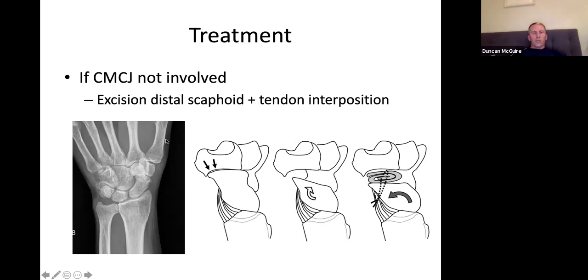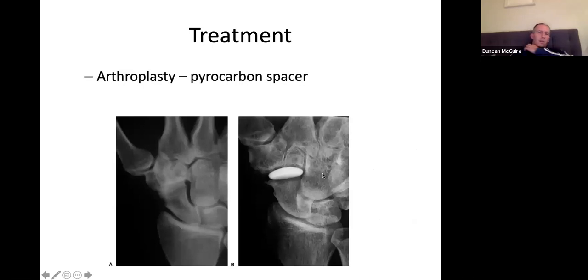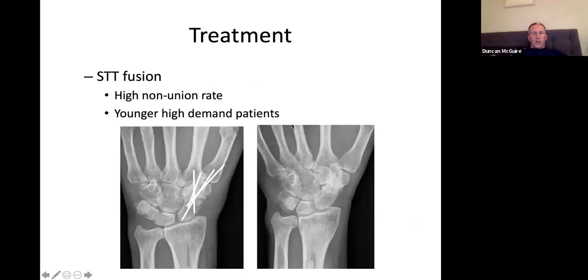So in cases where the CMC joint is not involved, there are better options. There are various techniques here. One technique is excising the distal scaphoid and then doing a tendon interposition using FCR. There is another option, the pyrocarbon spacer. They both do well. And then the STT fusion is probably reserved more for the younger, higher demand patients, but it's a difficult joint to get to fuse.